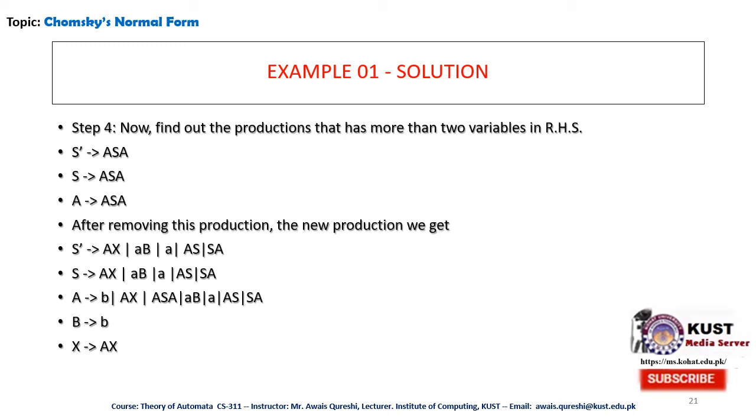Step number 4. Now find out the productions that have more than 2 variables on the right hand side. S, A, more than 2 variables. These are the rules that have more than 2 variables. ASA, 3 variables and 3 variables. After removing this production, the new production we get is this. Here you can see 2 non-terminals on each. So we have to remove all these things.